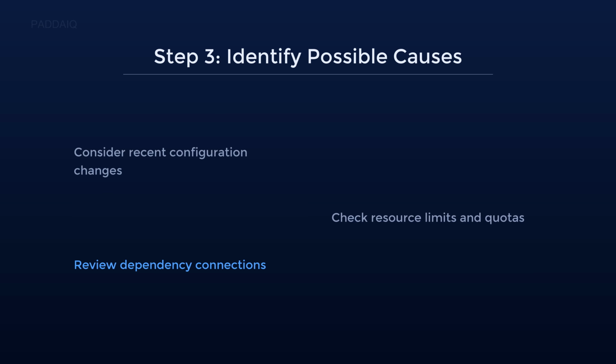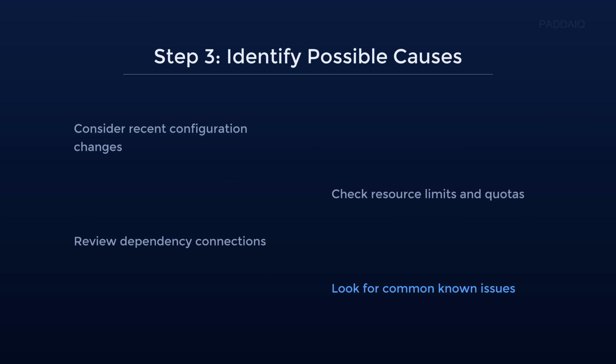Review dependency connections. This means checking how different components rely on each other to function. For instance, if a mobile app cannot fetch data, verify its connection to the backend database service. Identifying these links helps pinpoint where a failure originates, ensuring you can resolve issues efficiently and maintain system stability.